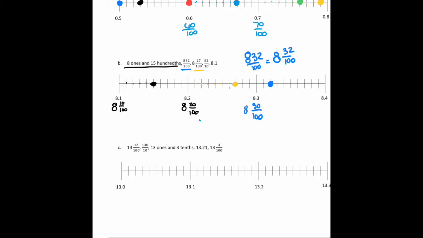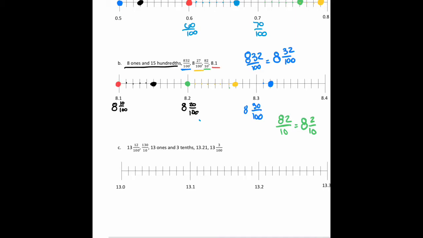And then I have 82/10. Well, 82/10, let's figure out what that would be as a mixed number. 10/10 is a whole, so that should be the same thing as 8 and 2/10. Well, 8 and 2/10 is the same thing as 8.2, so we're going to put that right here on the number line. And then 8.1 should be really easy to plot, because there's just 8.1.